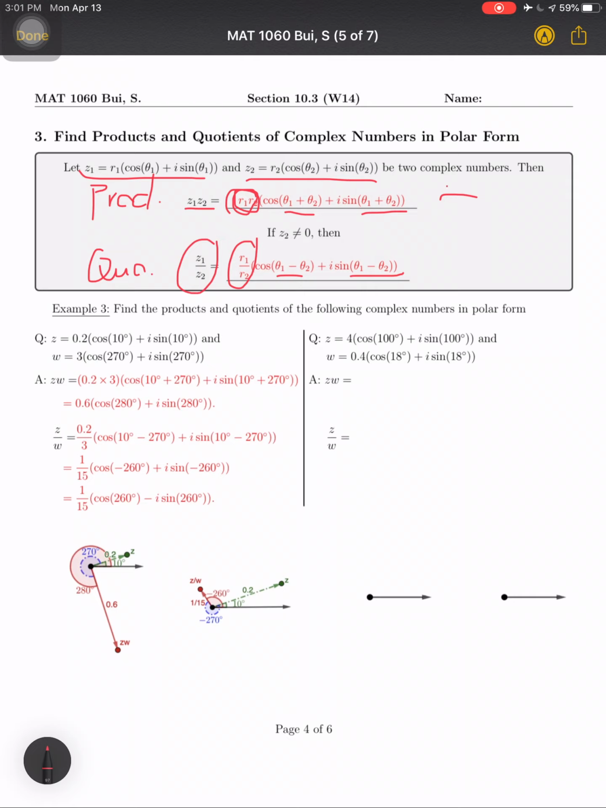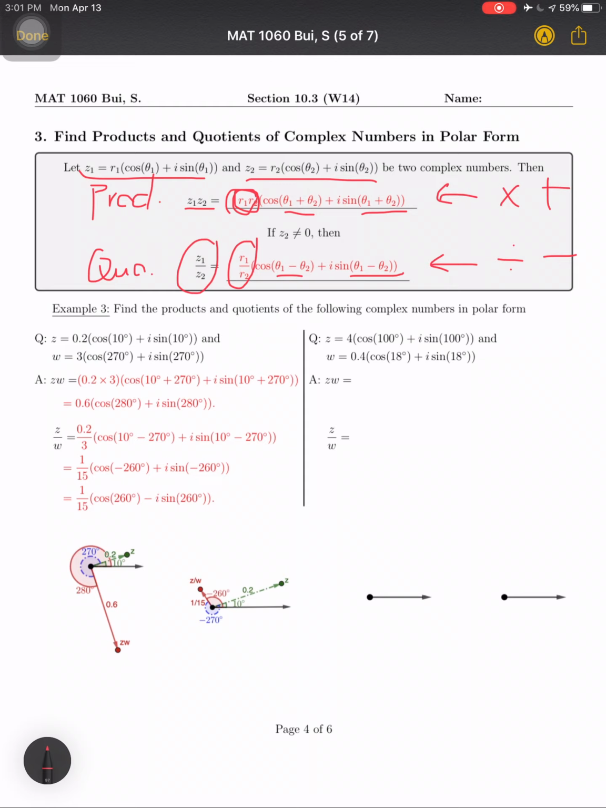So again, for product, make sure you do multiplication for the radii and addition for the angle. For the quotient, make sure you do division for the radii and subtraction for the angles. Don't do any operation twice, because this is not the case in here. So that's enough for the formula. Let's talk about the practical problem in here.